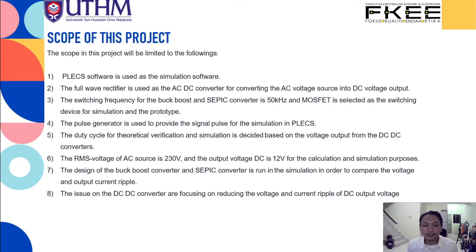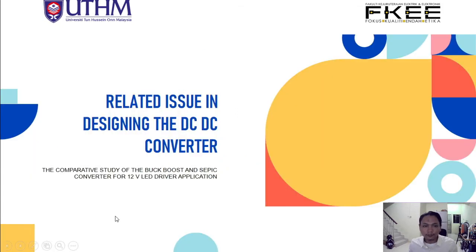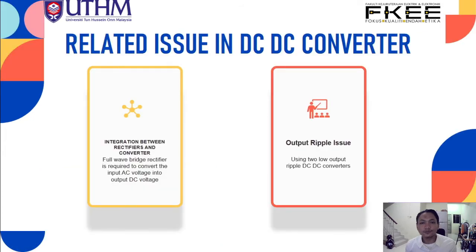The issue in the DC-DC converter is focused on reducing the voltage and current ripple of the DC voltage. Okay, related issue in the DC-DC converter. For the integration between rectifier and converter, I am using a full wave bridge rectifier to convert the input AC voltage into output DC voltage. And for the output ripple issue, I'm using two low output ripple DC-DC converters.